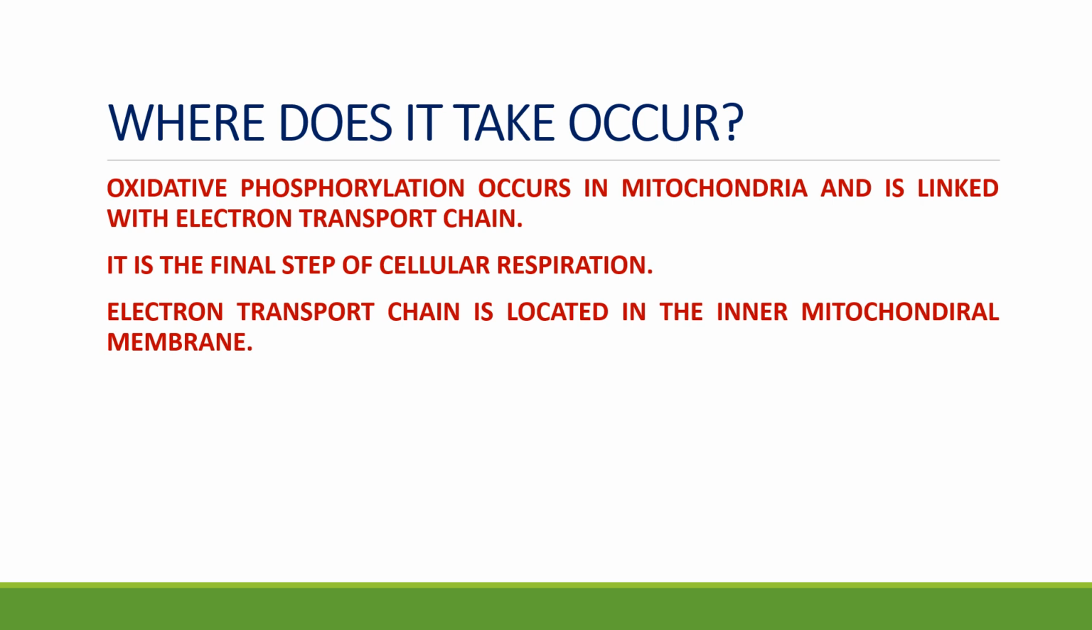Oxidative phosphorylation is the final step of cellular respiration, and the components of the electron transport chain are located in the inner mitochondrial membrane. You know that mitochondria consist of two membranes, an outer membrane and an inner membrane. So the components of the electron transport chain are located in the inner mitochondrial membrane.